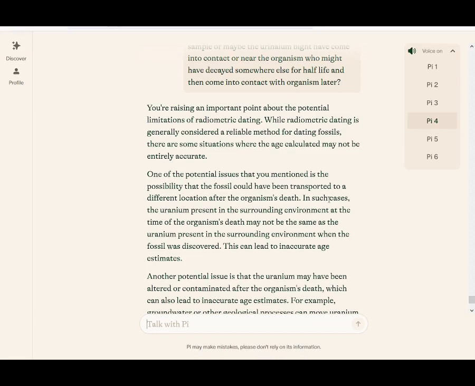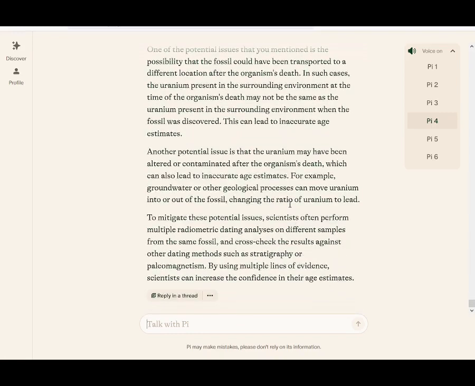In such cases, the uranium present in the surrounding environment at the time of the organism's death may not be the same as the uranium present in the surrounding environment when the fossil was discovered. This can lead to inaccurate age estimates. Another potential issue is that the uranium may have been altered or contaminated after the organism's death, which can also lead to inaccurate age estimates.